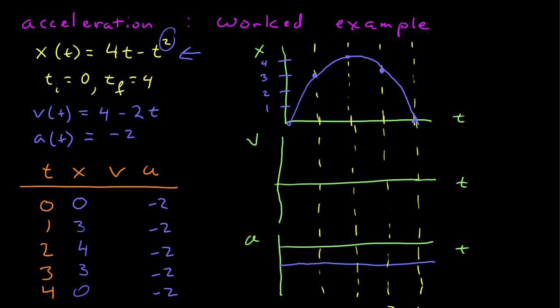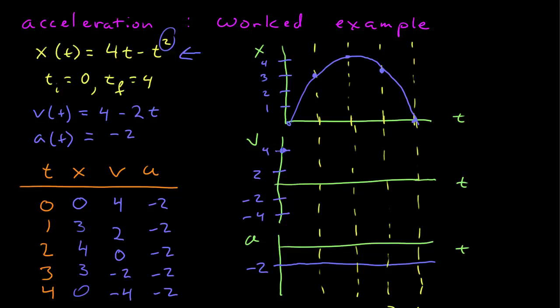Let's look at velocity. Velocity is 4 minus 2t. So at t equal to 0, this is 4. At 1, 4 minus 2, which is 2. At 2, 4 minus 4, which is 0. At 3 is 4 minus 6, so that's minus 2. And at 4, 4 minus 8, which is minus 4.